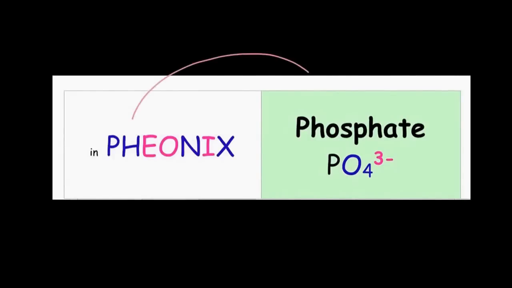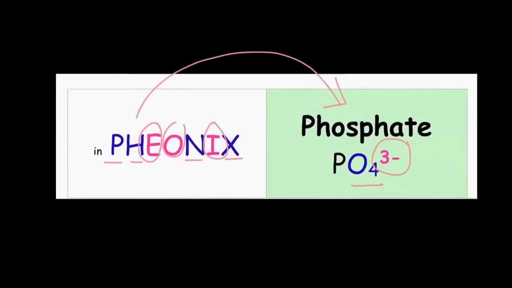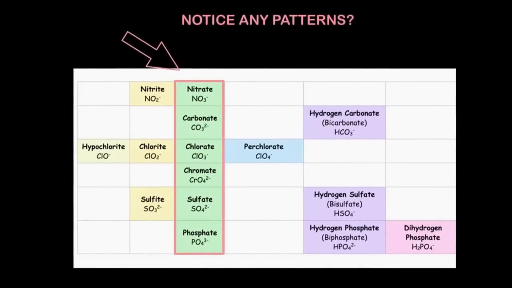And finally, we have Phoenix for phosphate. It has 4 consonants for the 4 oxygens in phosphate, and the 3 vowels tell us that phosphate has a -3 charge. Once we're comfortable with these 6, we can use them as a reference for the others.